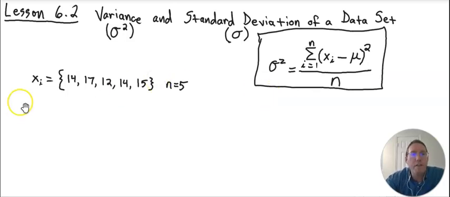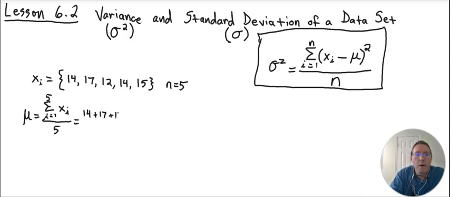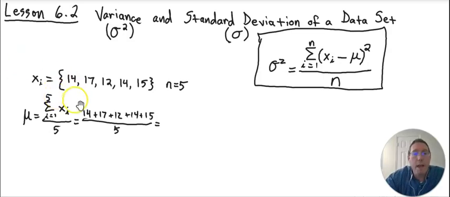And so to identify the variance of this data set right here, the first thing we're going to need is the mean. And to find the mean, we need to do the sum from 1 up to 5 of all the x sub i's divided by 5, okay? And so we have to add up all 5 terms. So we're going to do 14 plus 17 plus 12 plus 14 plus 15, and we're going to divide that whole thing by 5, okay?